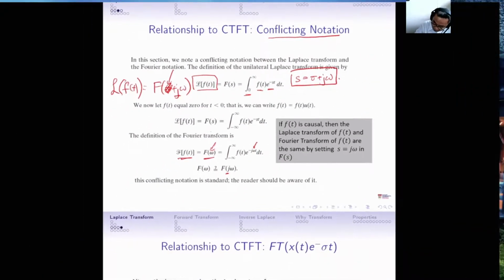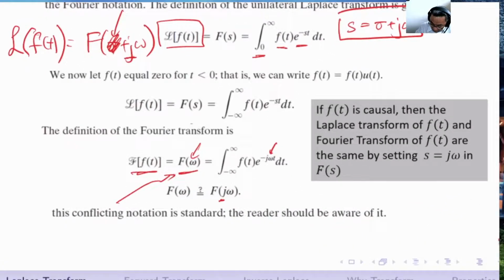But if you look at the Fourier one, it didn't put jω, which was used in the Laplace representation. So there is this slight confusion, but the notations have become standard, so you have to remember that the Fourier representation does not use j there, while the Laplace does.